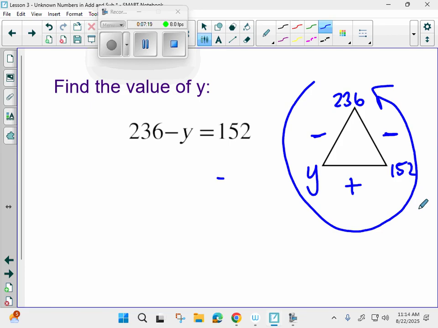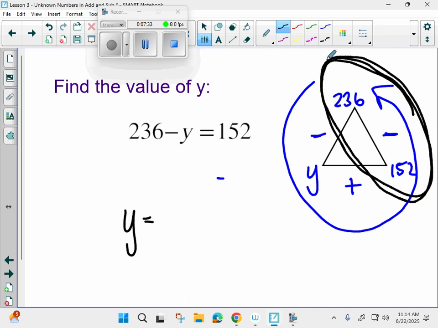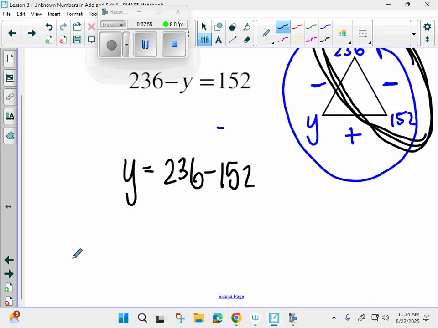That means I need to now solve for y. I want to find y. Y is equal to, Macy, what do you think? 84. Way to go. So y is equal to this right here. That's the other side of the triangle, which is 236 minus 152. I just realized that I went the other direction on the triangle. Did you guys realize that? No. Well, good. So we're always doing the bigger minus the smaller one, because we don't have negatives yet. Anyways, so 236 minus 152, you guys got 84.